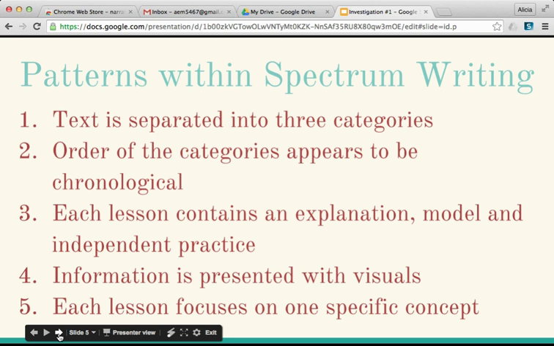While reviewing the resource, I identified 5 main patterns. First, the text is organized into 3 categories, being ideas and details, forms and purposes of writing, and styles of writing. Second, the order of the text categories appears to be chronological. Third, each lesson contains an explanation, model, and area for independent practice, giving each lesson a clear sequence to follow. Fourth, the resource contains many graphic organizers and visuals to help explain each concept. Lastly, each lesson focuses on one specific concept, giving each lesson a clear focus and purpose.